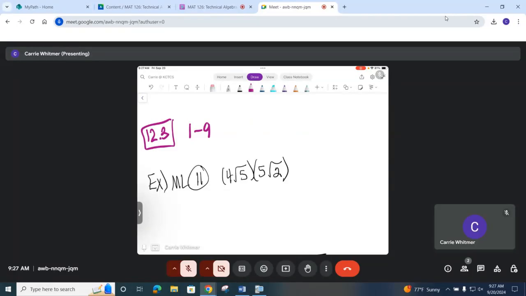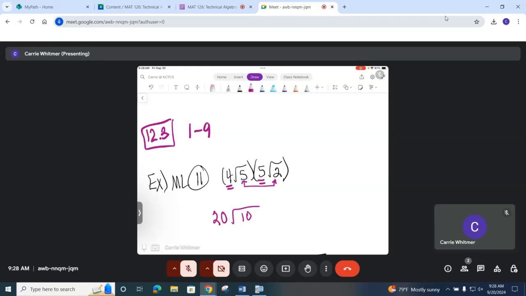Now, in our next set of problems, we're working on multiplying. So when I simplify 4 radical 5 times 5 radical 2, I need to multiply those together. So I multiply the parts that are not under a radical together first. So 4 times 5 gives me 20. Then I'm going to multiply the parts that are under a radical together. So 5 times 2 is 10. So that gives me 20 radical 10.